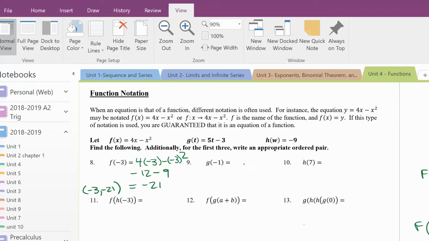g of negative 1 means you take 5 times negative 1 minus 3, which is negative 8. h of 7 is negative 9, because the h function, whatever you put in for w, you get negative 9.